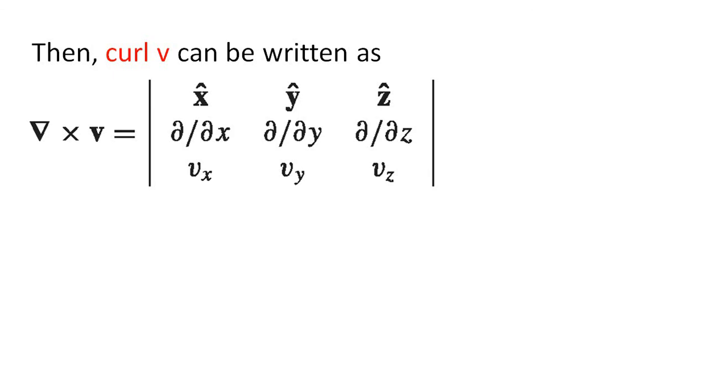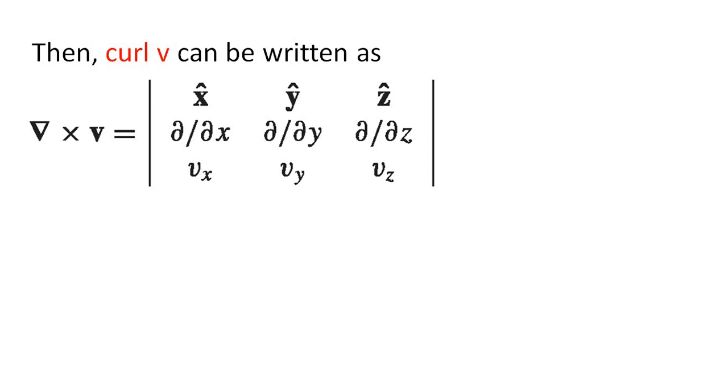We already discussed the case of cross product of a and b, that is a cross b. In order to find a cross b, we need to make a determinant. The first row should be unit vectors, the second row will be a in component form, and the third row should be b in component form. Using a similar approach, we can write del cross v also.